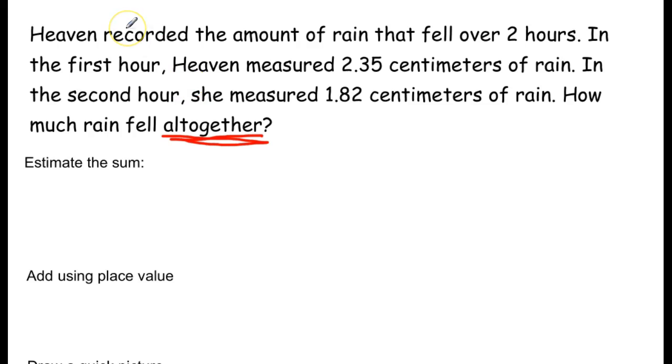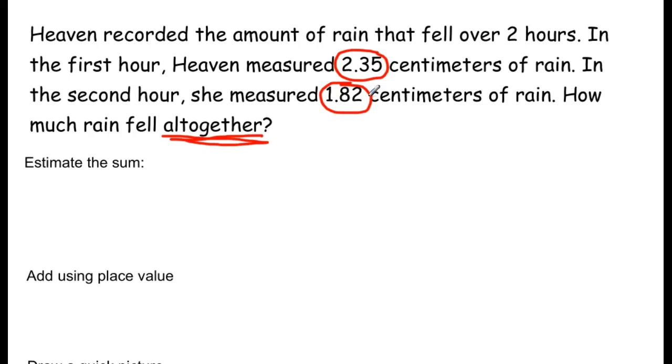So now we have to figure out what we're going to be finding. We're trying to figure out how much rain fell altogether, how many centimeters of rain fell altogether. We know that she found that there was 2.35 centimeters in the first hour, and in the second hour there was 1.82 centimeters of rain. So we have our numbers, 2 and 35 hundredths and 1 and 82 hundredths.